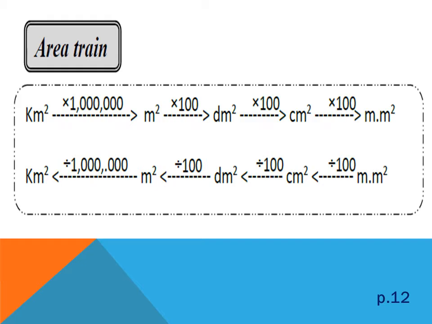Area train: from kilometer square to meter square multiply by 1 million. From meter square to decimeter square multiply by 100. From decimeter square to centimeter square multiply by 100. From centimeter square to millimeter square multiply by 100. And if we're going backward, from millimeter square to kilometer square, divide by the same units.